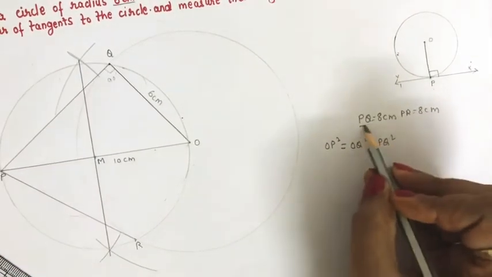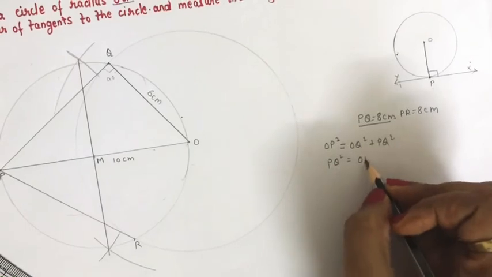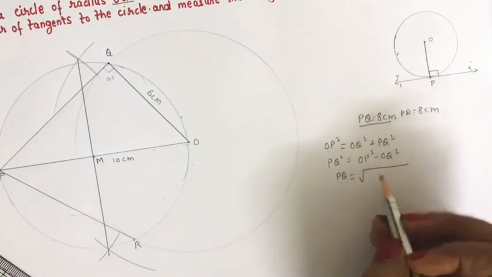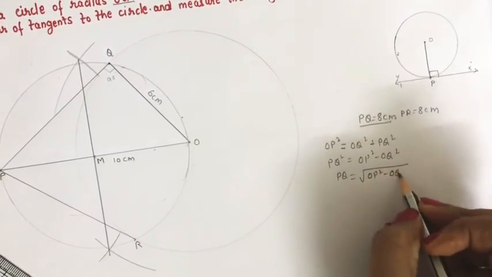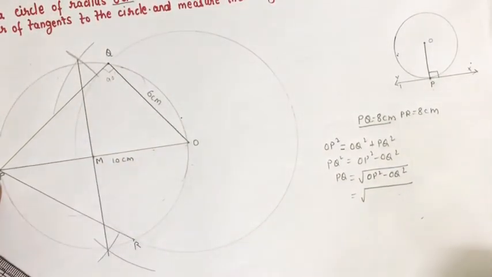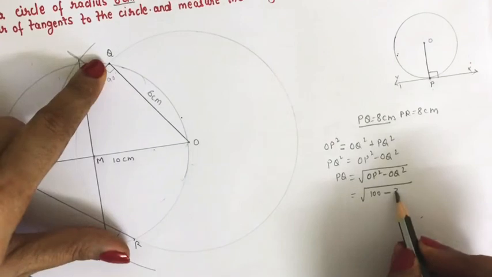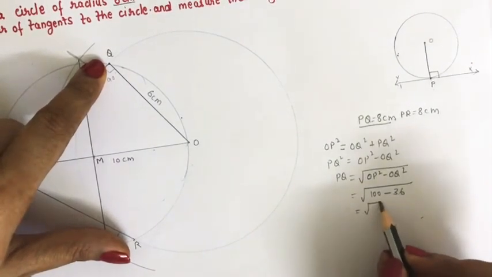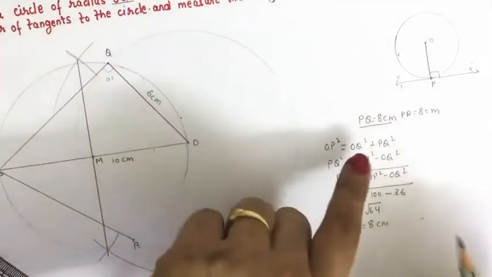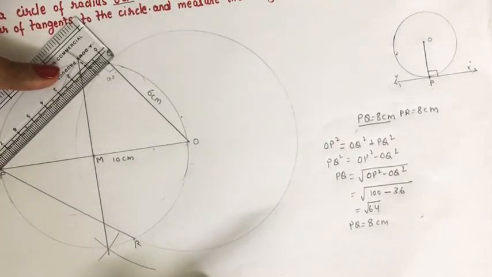If I want to check whether my measurement is correct or not, we can just check it out. PQ square will be equal to OP square minus OQ square. You all know Pythagoras. So PQ will be the square root of OP square minus OQ square. Now what is OP square? OP was 10 centimeter, so 10 square is 100, minus OQ, 6 square is 36. So 100 minus 36 is 64, root 64, so PQ is equal to 8 centimeter. So that is what our measurement gave me, that PQ is exactly 8 centimeter, right?